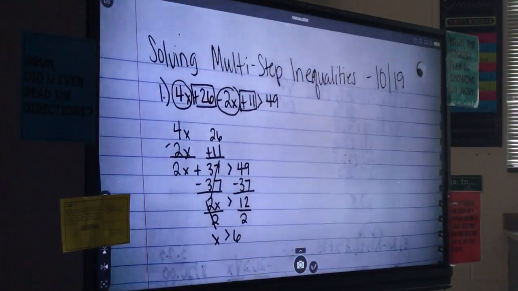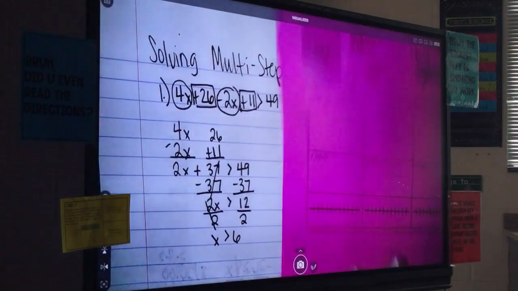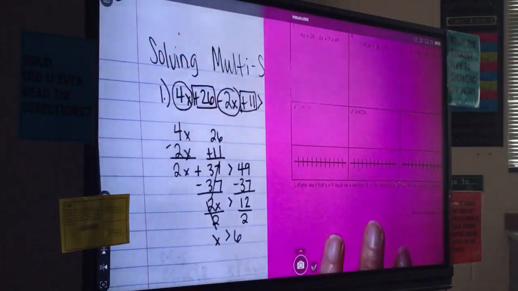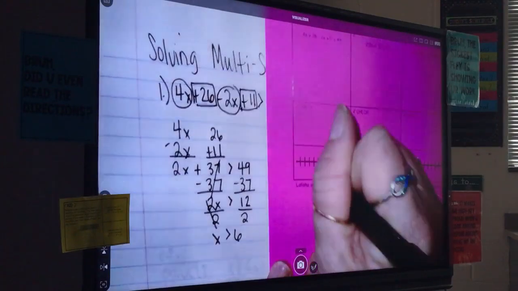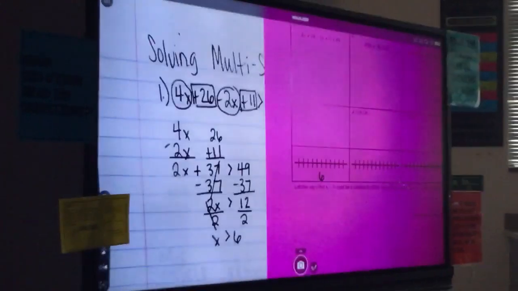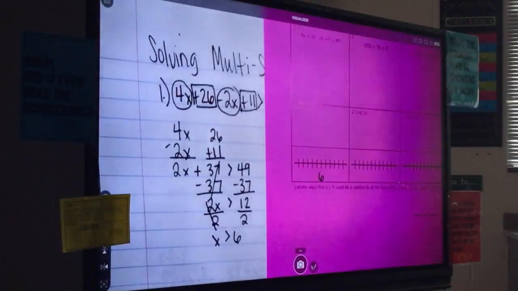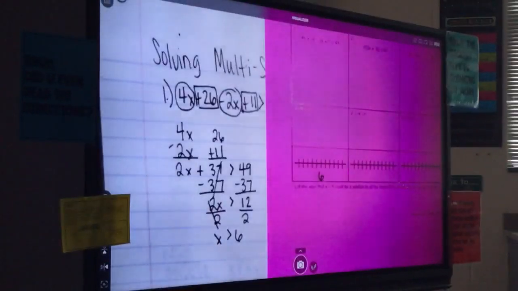Now, once you're done, get out your sheet. Get the sheet back out. And let's look at our graph. Obviously, this graph has no numbers on it, so we're just going to put 6 in the middle. Are we using an open circle or a closed circle? Open circle or closed circle?